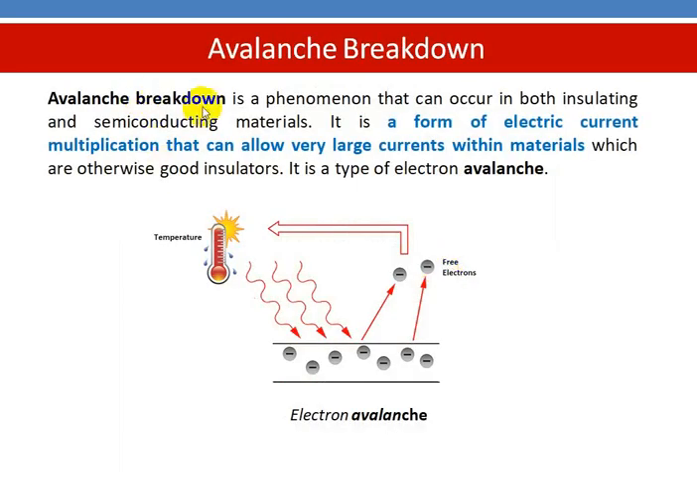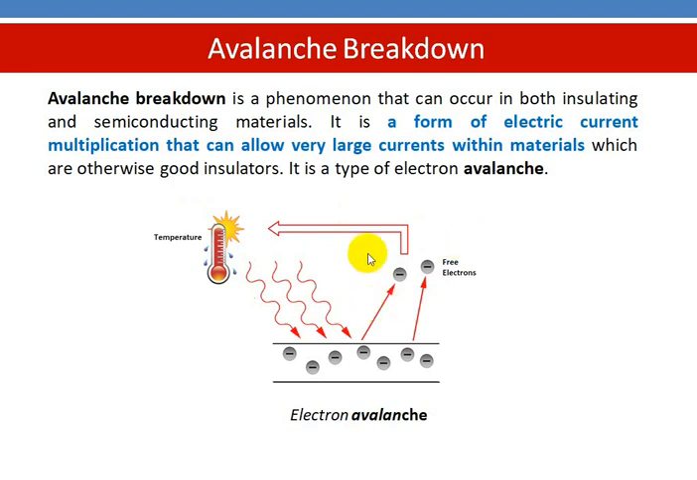And coming to avalanche breakdown, it is a phenomenon that occurs in both insulating and semiconducting materials. It is a form of electric current multiplication that can allow very large currents within materials which are otherwise good insulators. It is a type of electron avalanche. For example, we take a material, say an insulator, which is not carrying current.